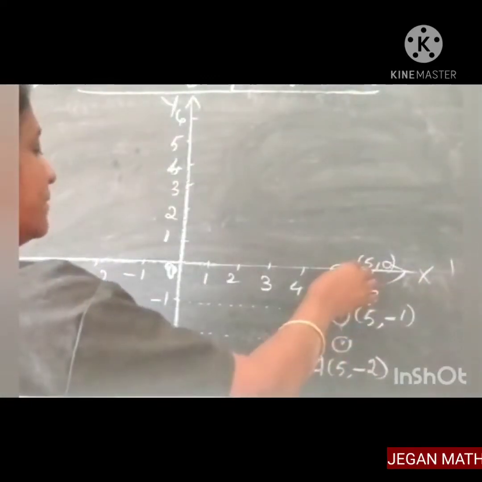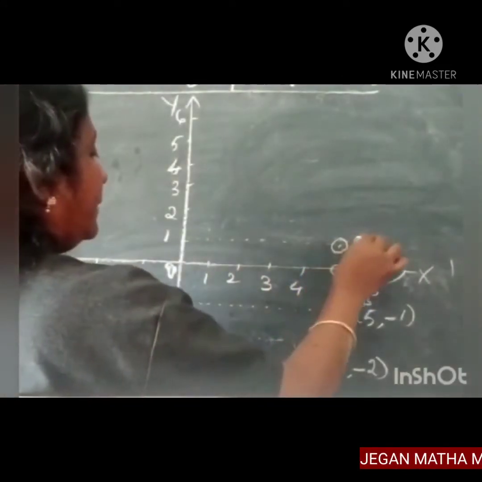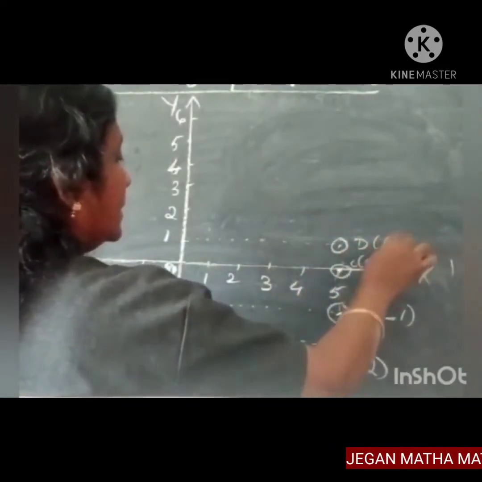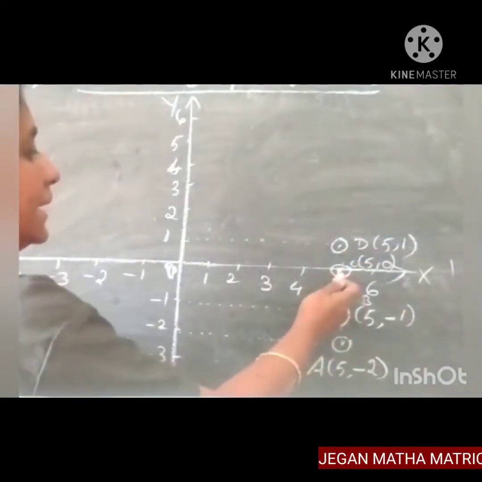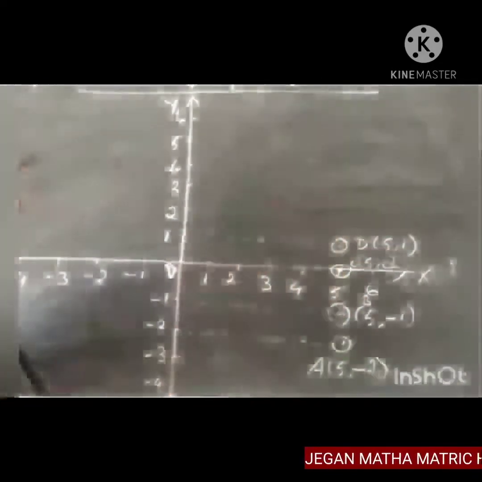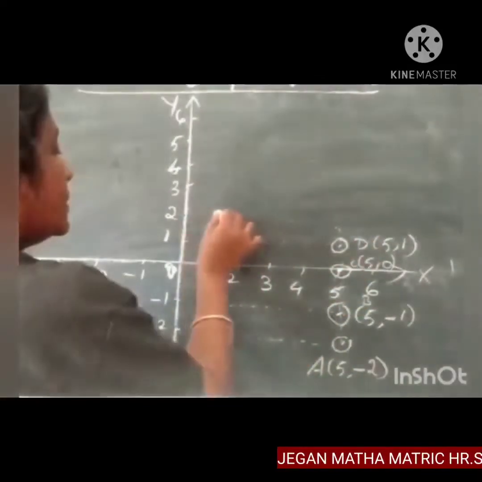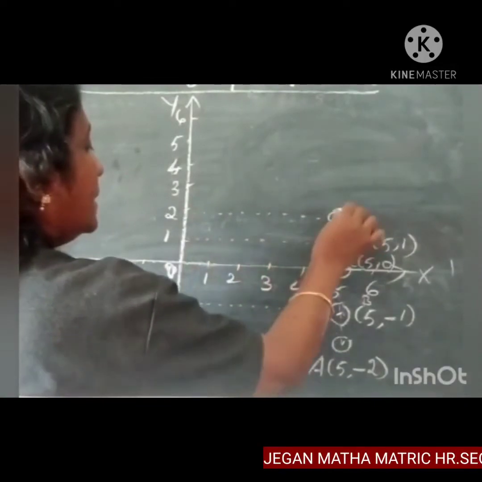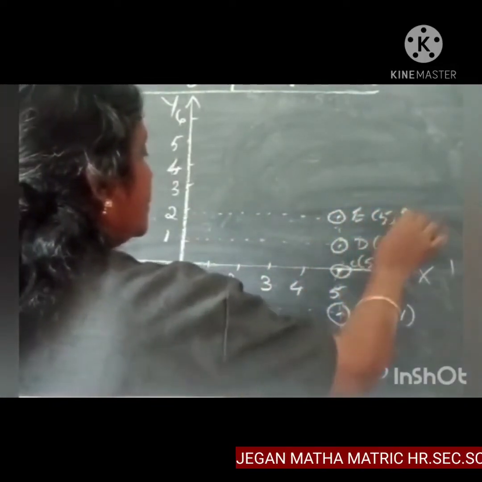Next one, plus 5 comma plus 1. 5 comma 1, where 5 is on the x-axis and plus 1 on the y-axis. Next one, 5 comma plus 2. This is on the y-axis. Point E is 5 comma 2.